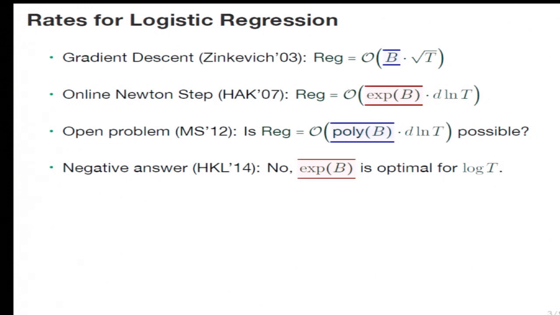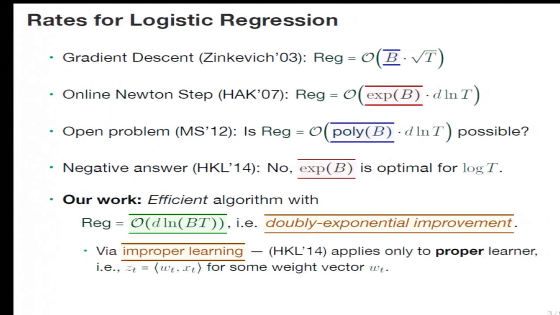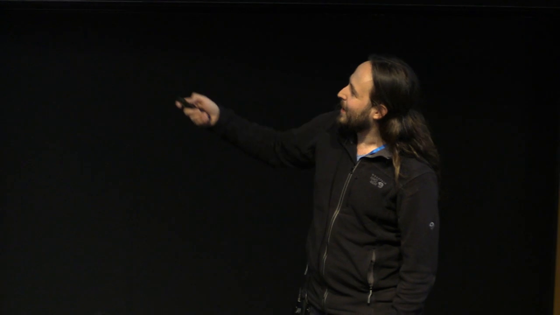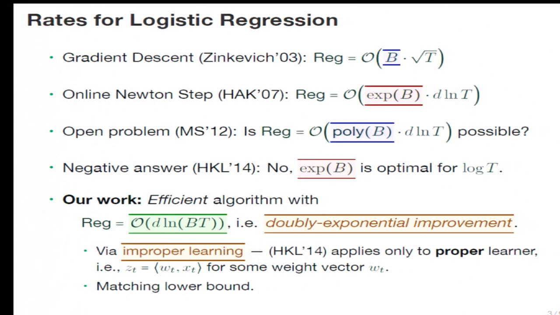No. Our first contribution here is to give an efficient algorithm that gets regret that's logarithmic in both B and T. So why is this not at odds with this statement right here? The answer is because we do improper learning. It turns out that this lower bound only applies to the case where you have to be proper. If you're improper, you don't need to pay exponential. You can actually get logarithmic. So it's a doubly exponential improvement. And this is tight. We have a matching lower bound. You can't improve this any further.